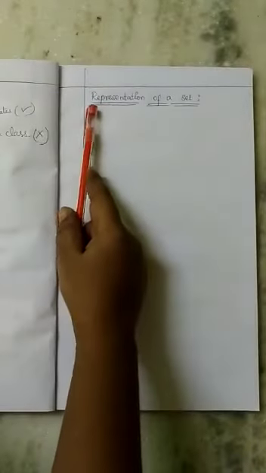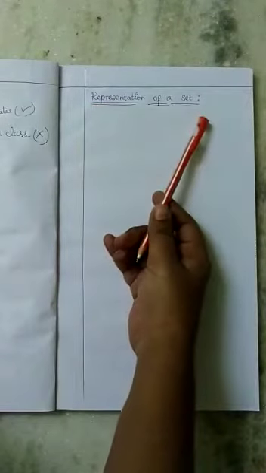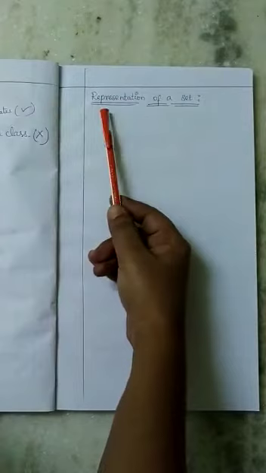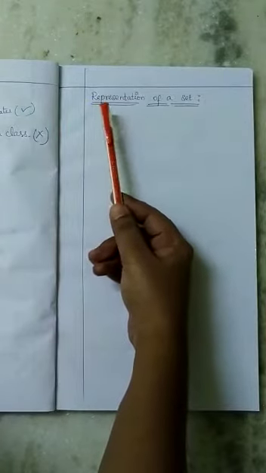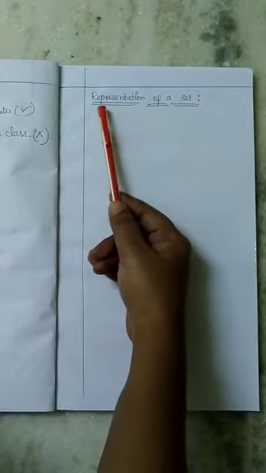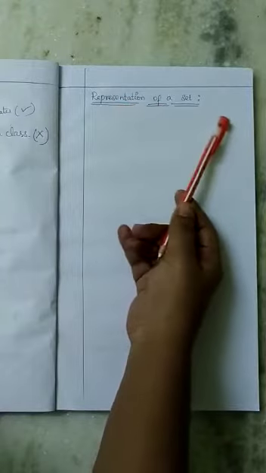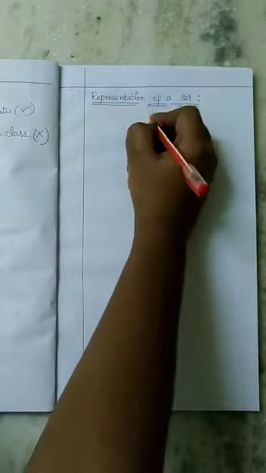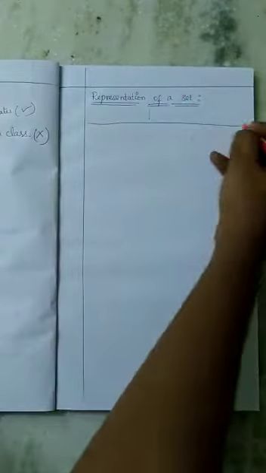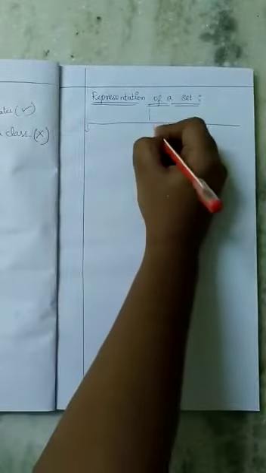We are going to see representation of a set. In the last video we saw what a set is. You understand the concept of a set also, right? Now we are going to see the representation of a set. How many ways can we represent a set? There are 3 ways we can represent a set.